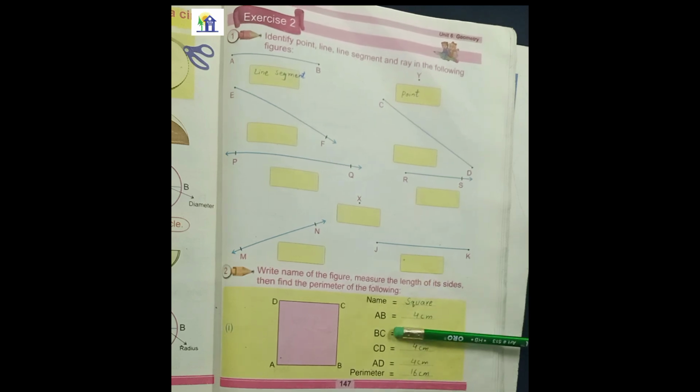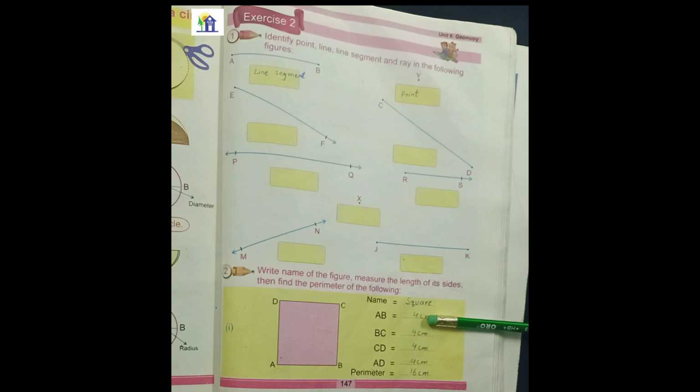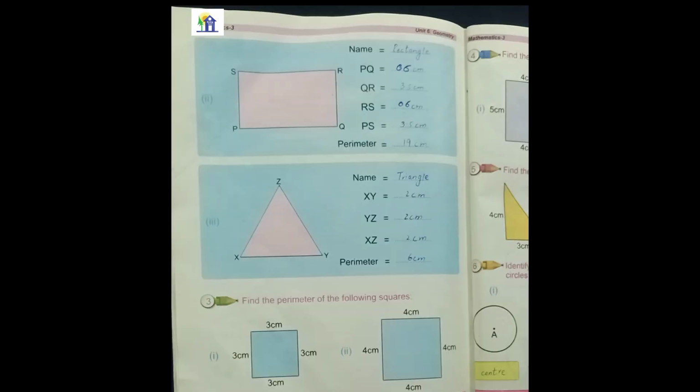Write the name of the figure, measure the length of each side and find the perimeter of the following. This is a square. The length of AB is 4 cm. You can use a scale to find its length. The length of BC is 4 cm, CD is 4 cm, AD is 4 cm. The perimeter of the square is 16 cm. You can solve this question like this.